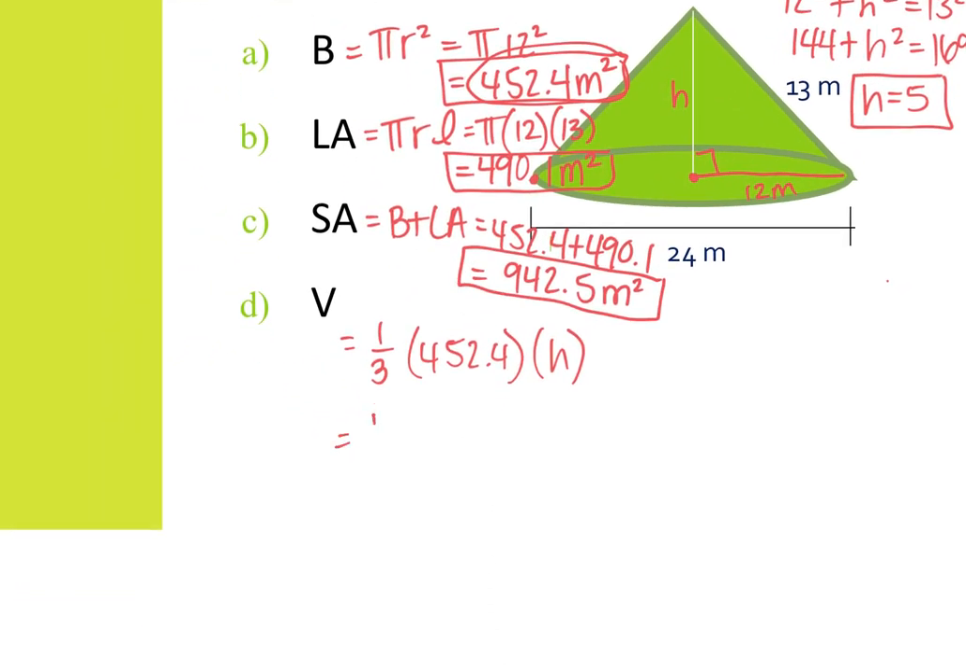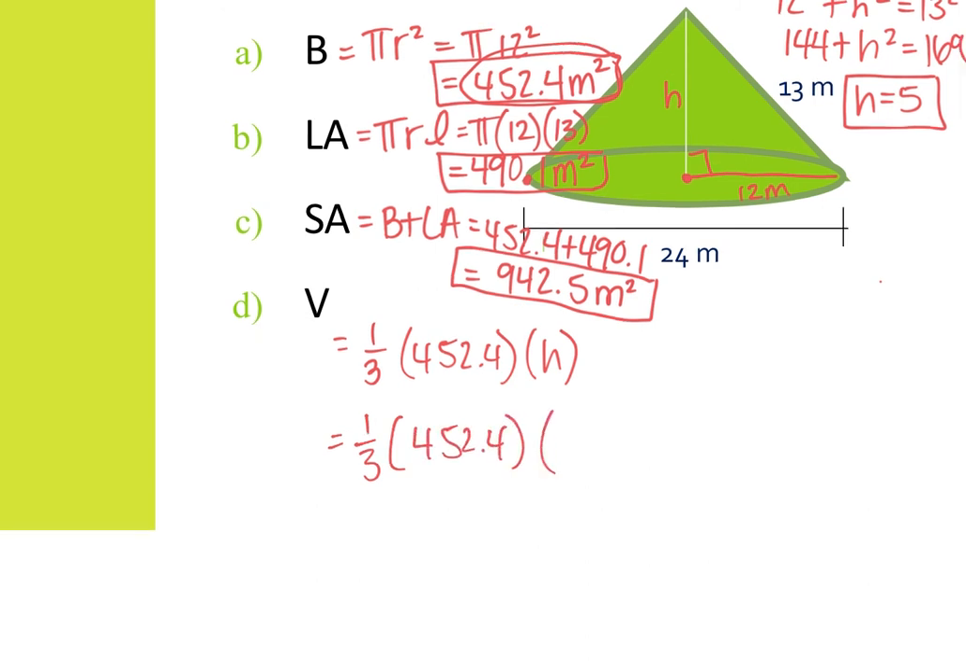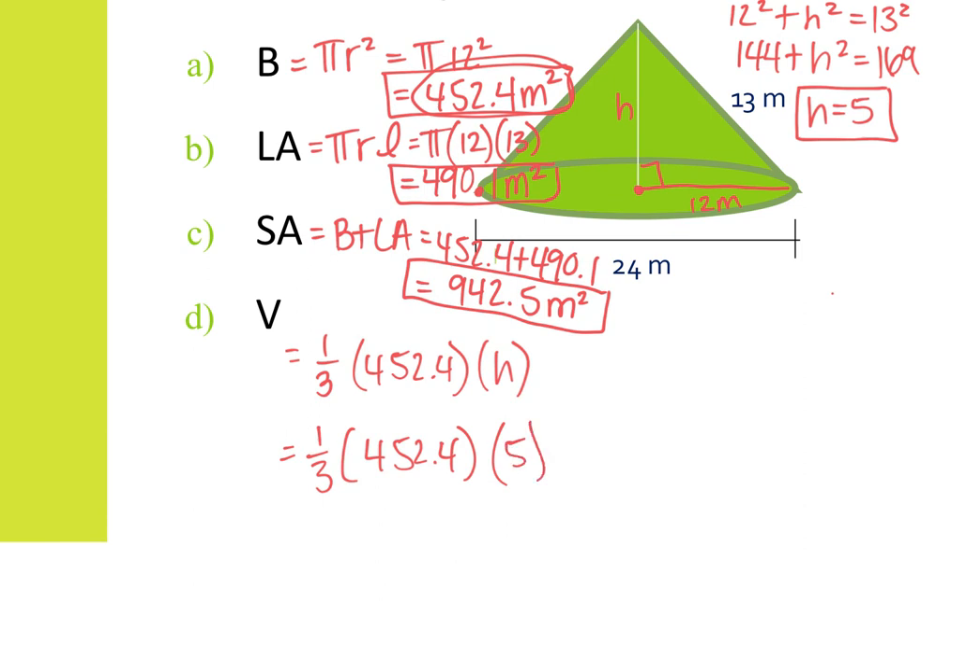So now we've got 1/3 times 452.4, and then our height, which was 5. Let's see what we get. 452.4 divided by 3, and then times 5. 754 meters cubed, because we're talking about volume.